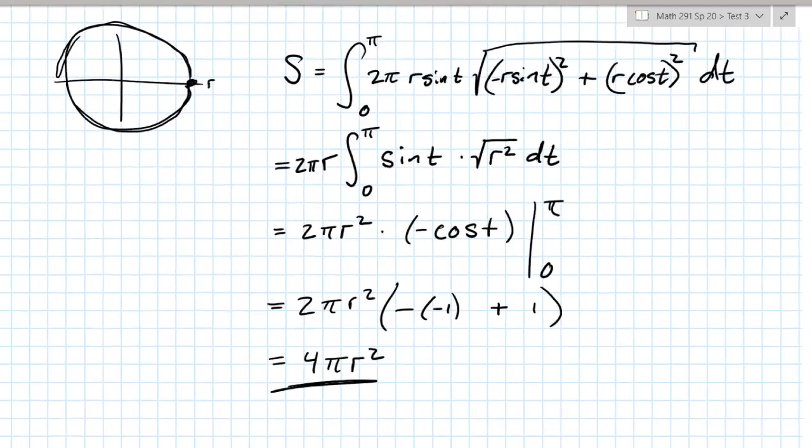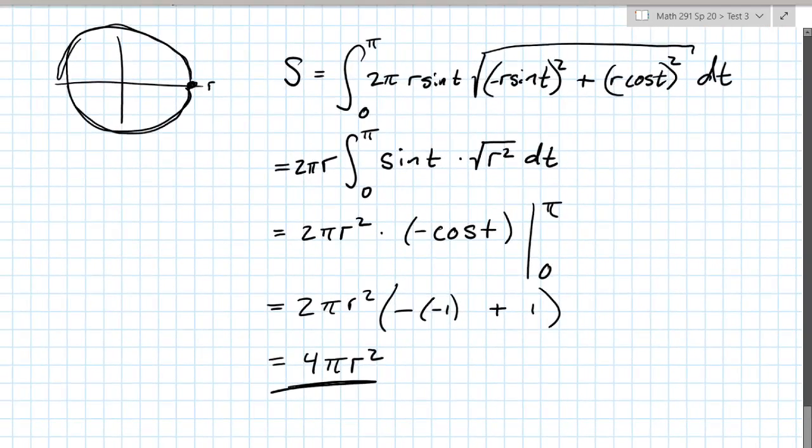Thinking about the shape that we're dealing with, a circle, we're rotating that circle about the x-axis. That ends up giving us a sphere. And that's the end of calculus with parametric curves.